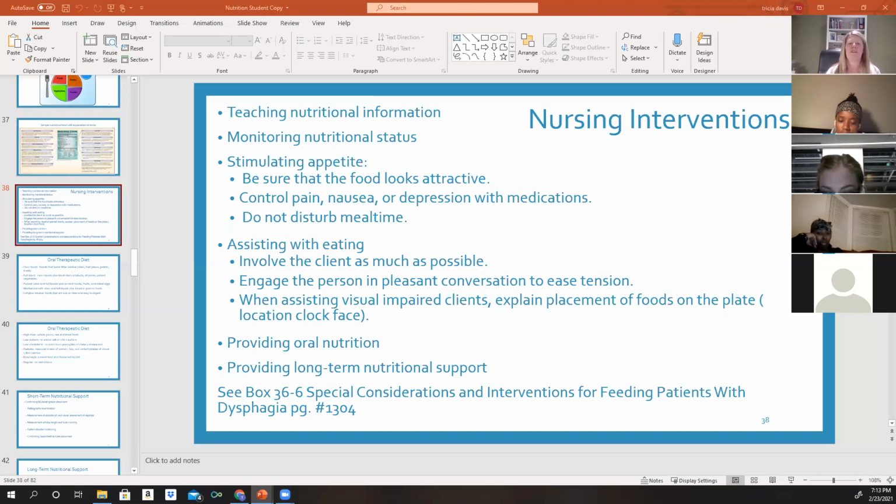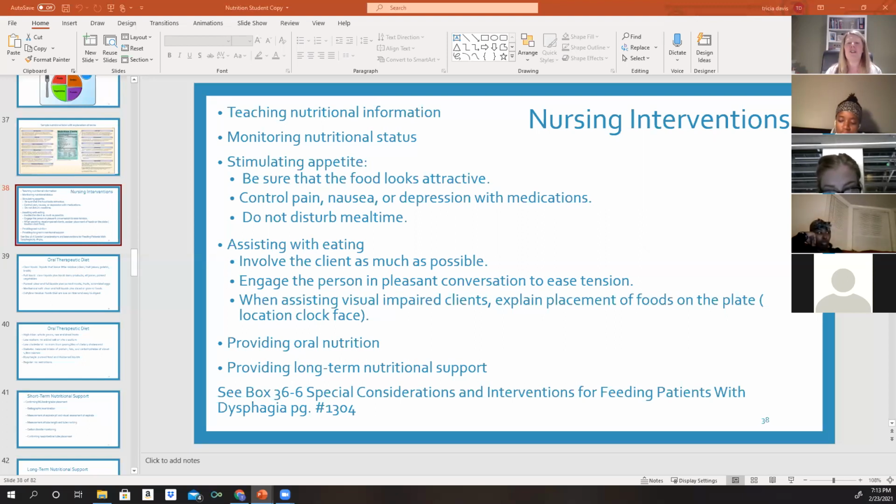When you have patients who are visually impaired, make sure that you explain where things are located. You can always use the location of the clock as an example. So here you go, Mrs. Jones, here's your chicken and potatoes and carrots. Your chicken is at 12 o'clock, your carrots are at 3 o'clock, your mashed potatoes are at 6 o'clock.